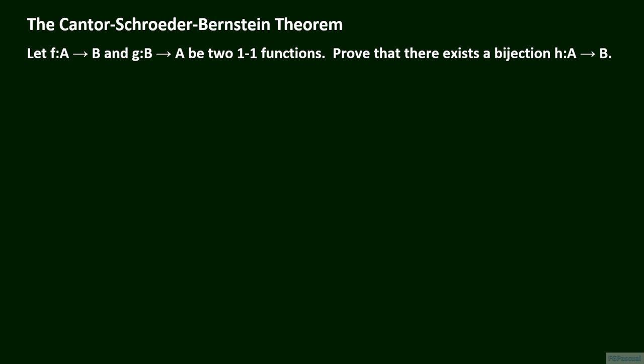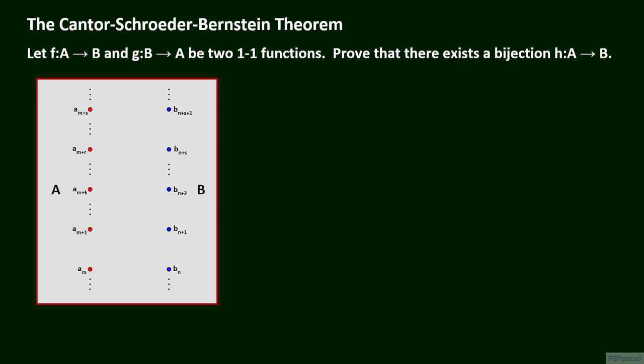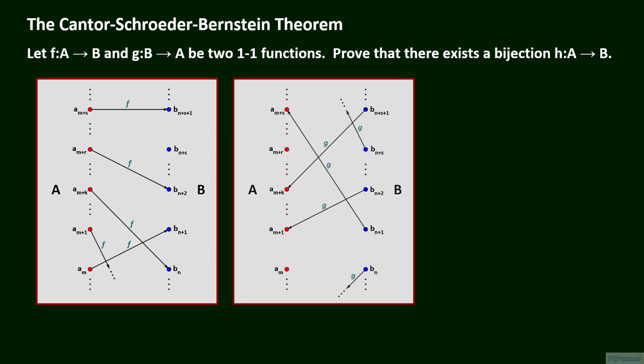In this lecture, we will examine the proof of the Cantor-Schroeder-Bernstein Theorem. In the theorem, we are given two sets A and B, a one-to-one function f from set A into set B, and a second one-to-one function g from set B into A. Nothing is mentioned about whether or not f and g are onto.